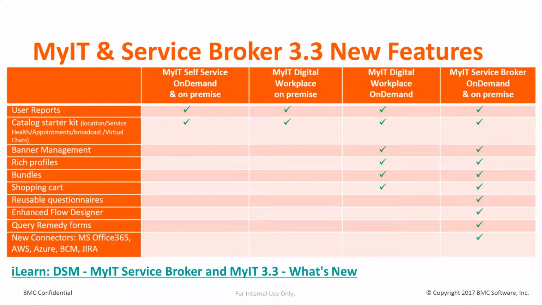Depending on the offering that you get is going to dictate what type of functionality or capability you get with the product. So we have self-service, which is MyIT, which whether you're on demand or on premise, you get what we call the catalog starter kit. That is new in 3.3, and basically what that does is provide you with 3 catalog categories in MyIT. It pre-populates MyIT with some service requests, right? So a customer doesn't go in and get a blank screen and then have to populate everything. So those are pre-populated with the self-service and on-demand and on-premise.